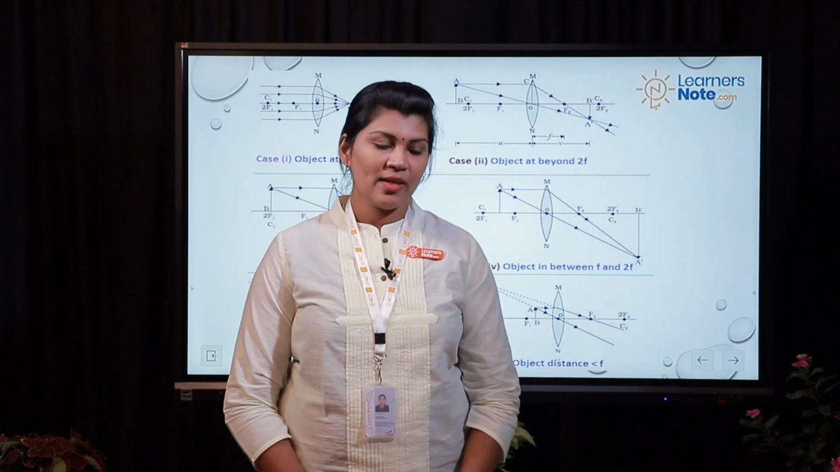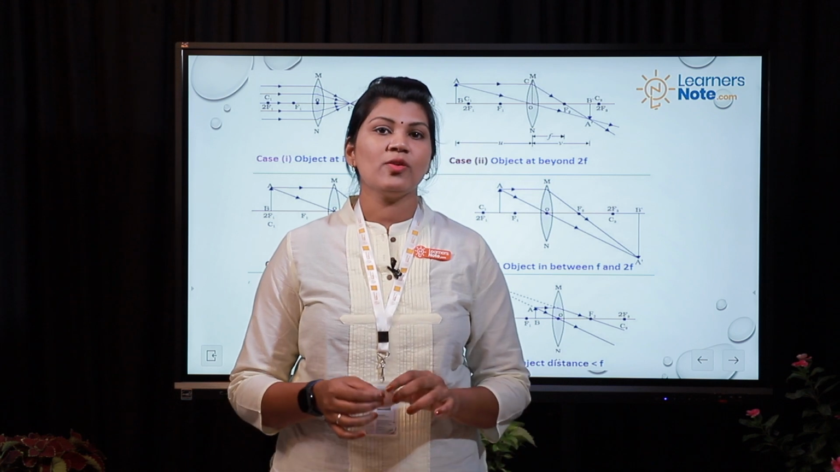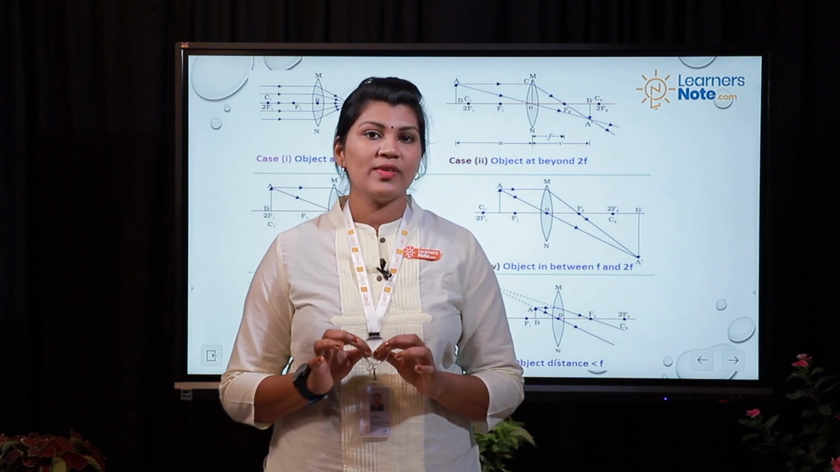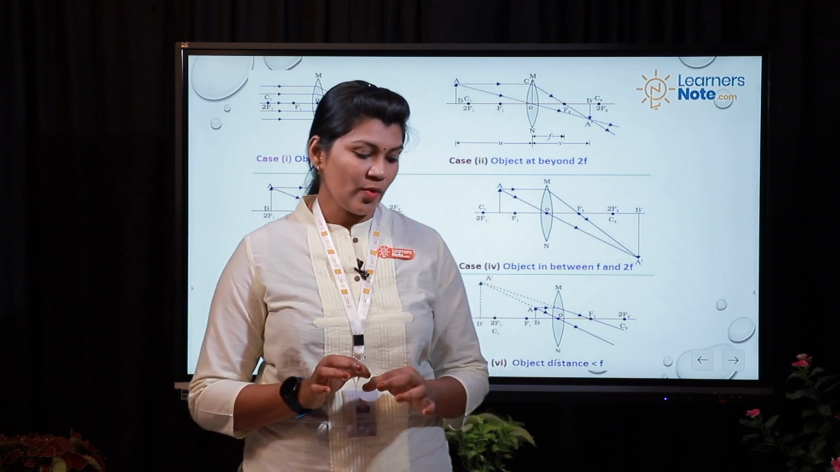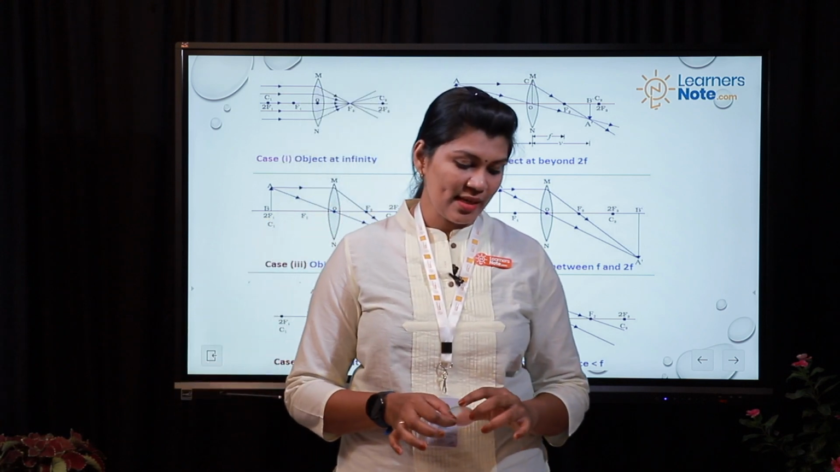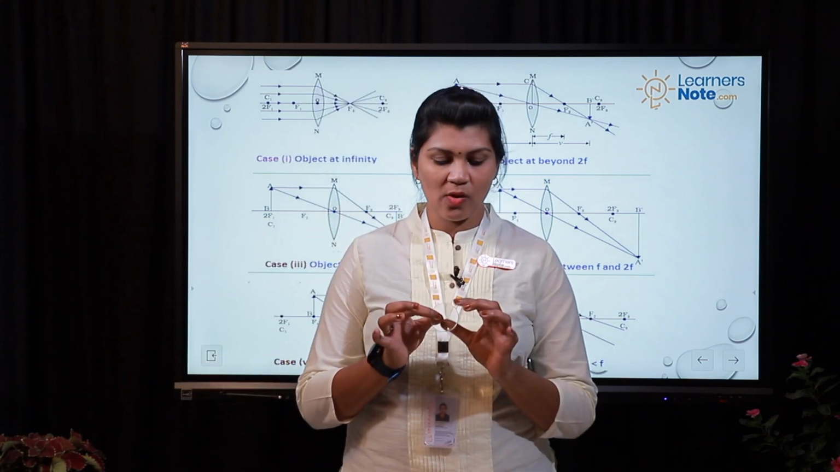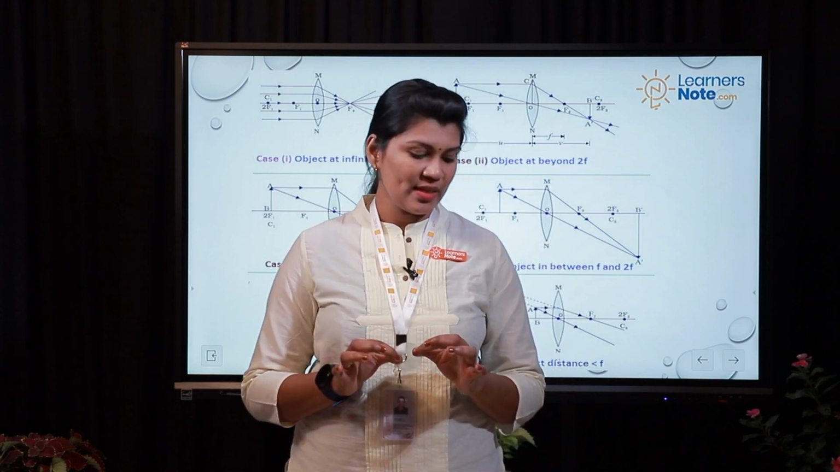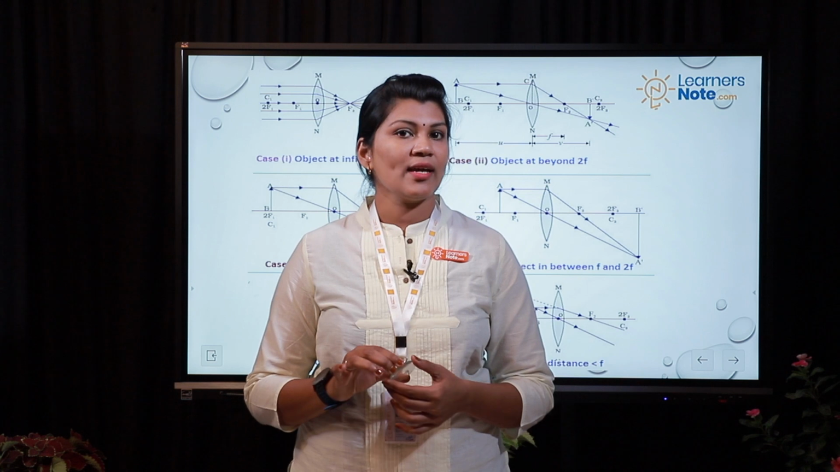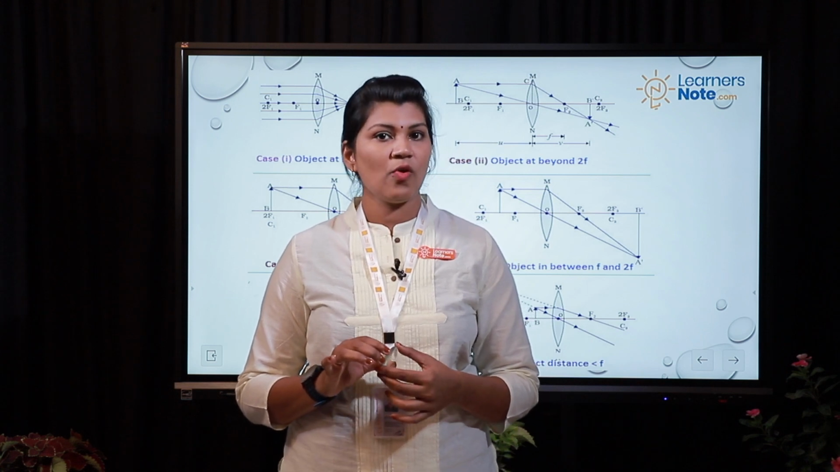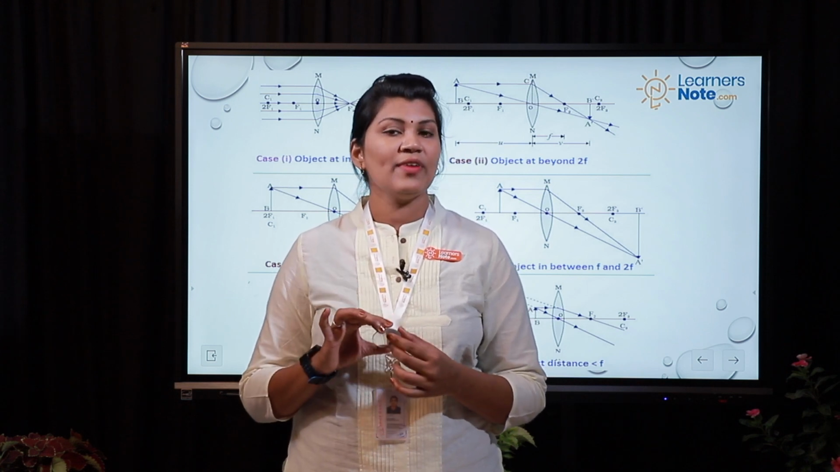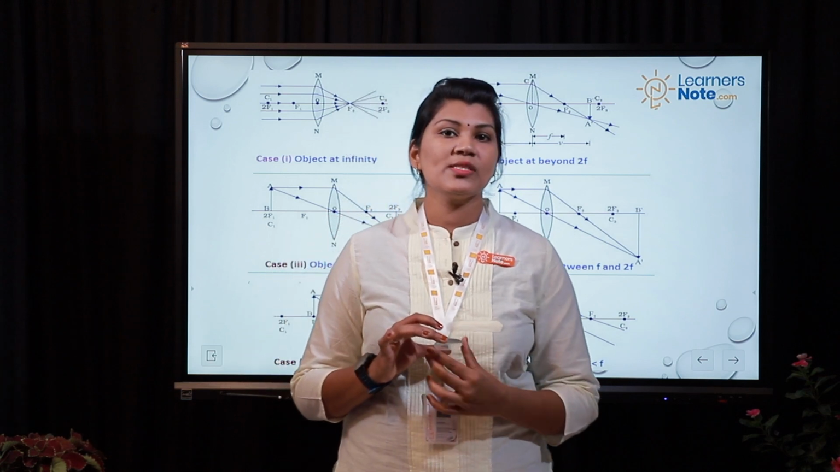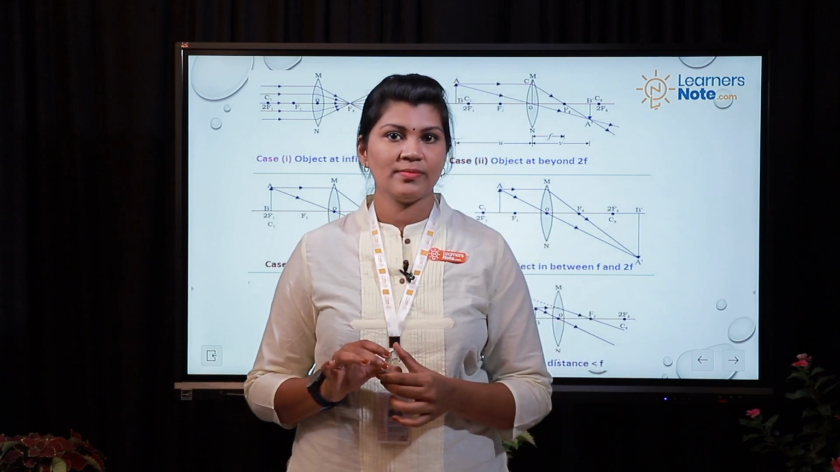As a conclusion, we can see that the nature of our convex lens is converging. In our activities, we could see that the image formed by this convex lens varies based on the position of the object. That is, the nature and the characteristics of the images formed by this convex lens vary depending upon the position of the object.